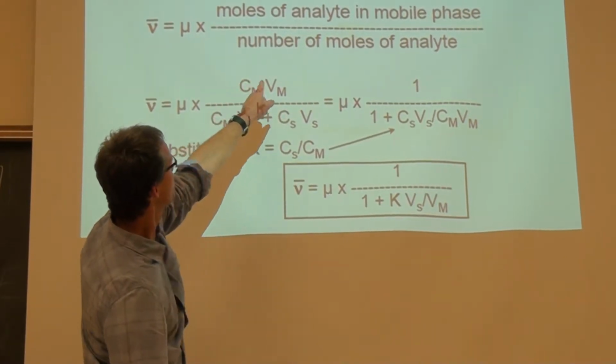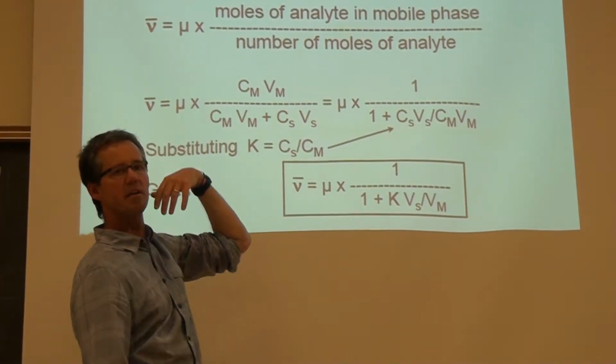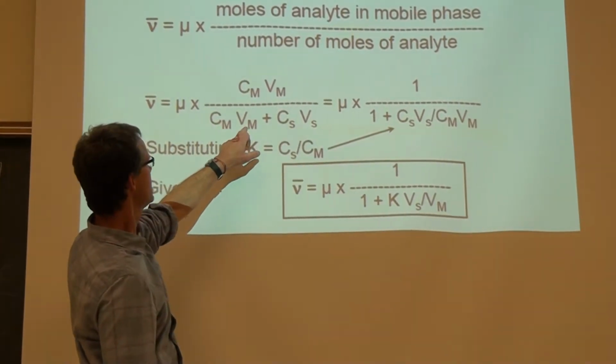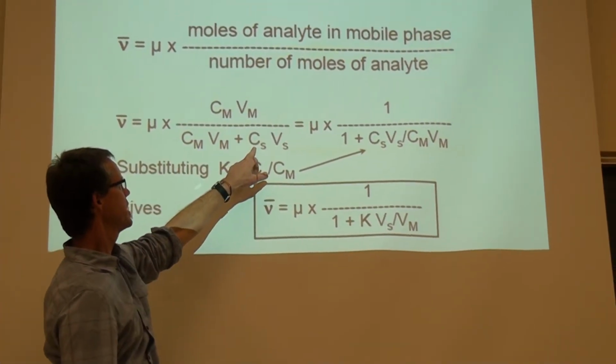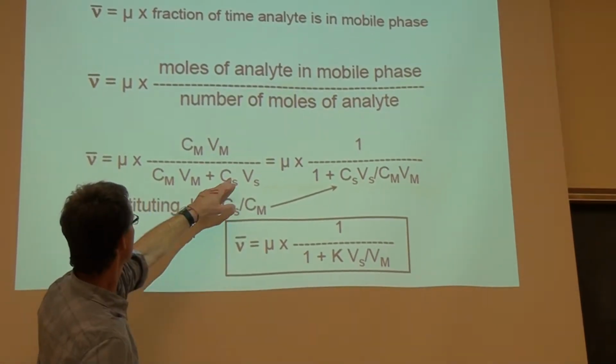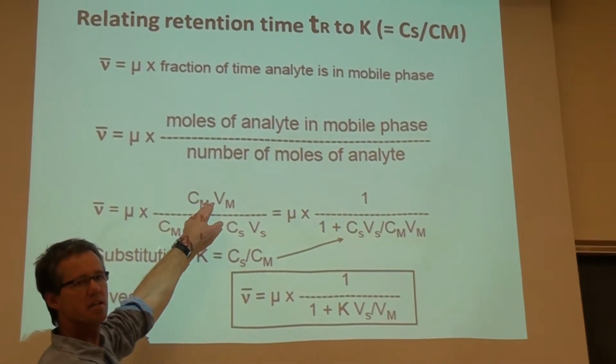And the total number of analyte moles in the column itself is just going to be the concentration of the analyte in the mobile phase and the volume of that, plus the concentration of the analyte in the stationary phase and the volume of that, right? So this is everything in the column, and this is just that proportion that's in the mobile phase.